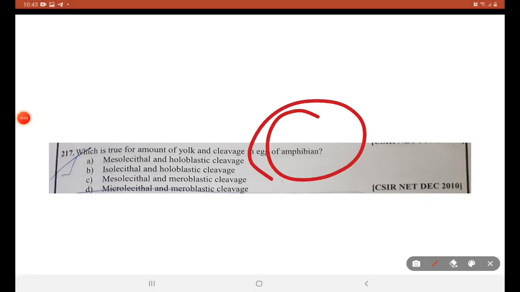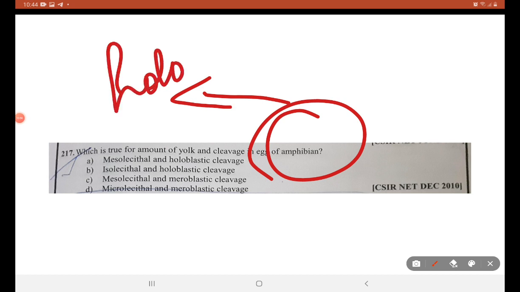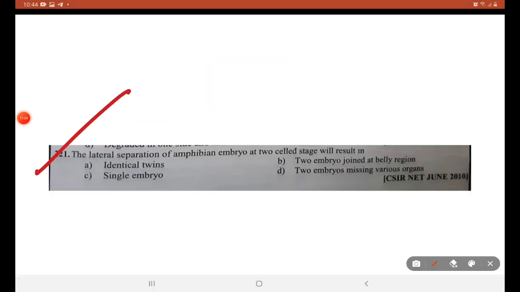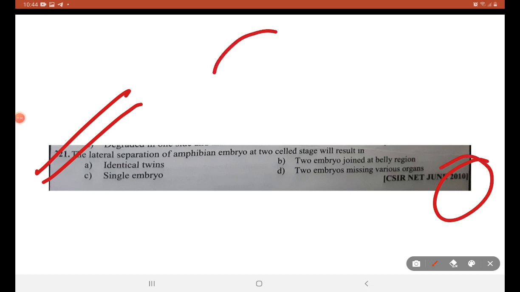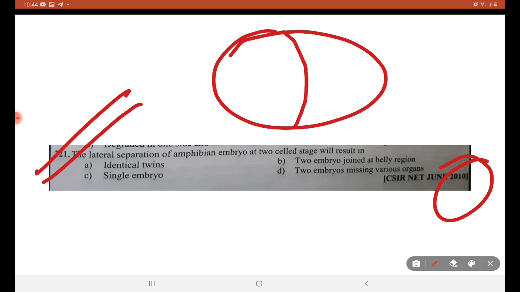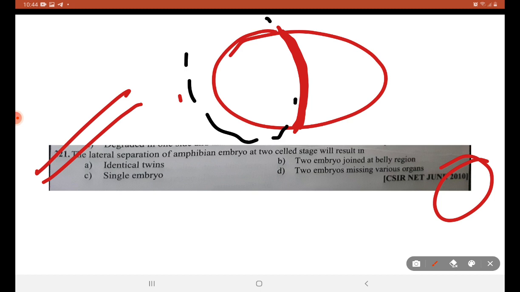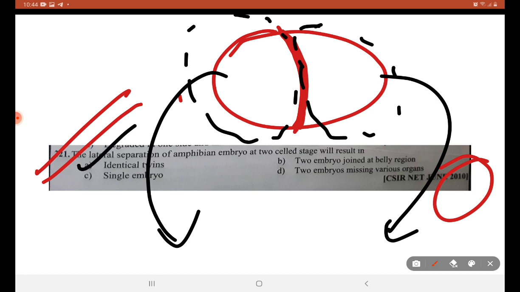Amphibian. We have seen the same thing when we studied cleavage. Amphibian is holoblastic and mesolecithal. A is the right answer. Experimental based question, 2010. Lateral separation of an amphibian embryo at the 2-cell stage. Consider this is an amphibian embryo at the 2-cell stage. If these two cells are isolated as separate cells, then they will form two identical twins.